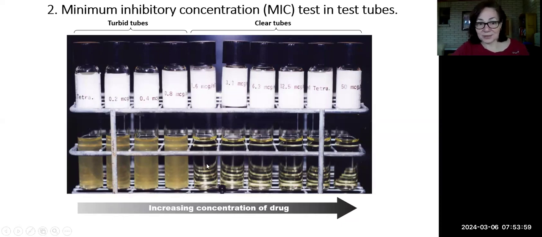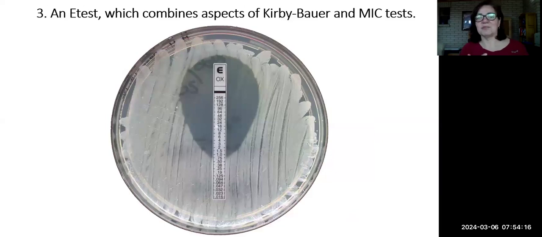By eyeball, you can say there's clear, but we cannot guarantee that there aren't bacteria in here. So we'll get back to that point. Now let's see how you put together the Kirby-Bauer test and the minimum inhibitory concentration test into one test. And that is the famous E-test. It combines the aspects of those two other tests.